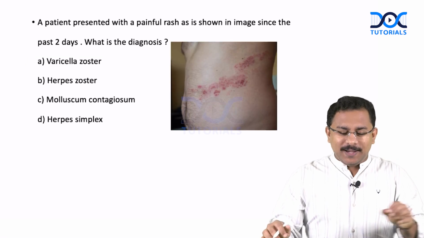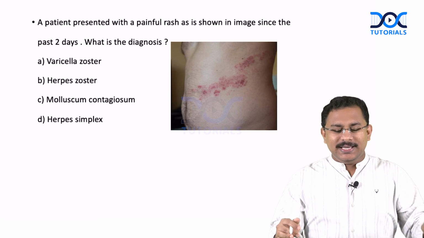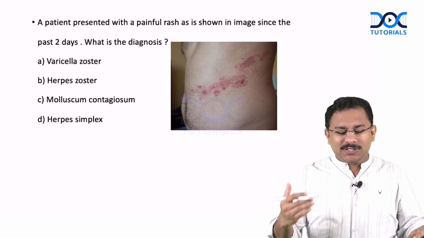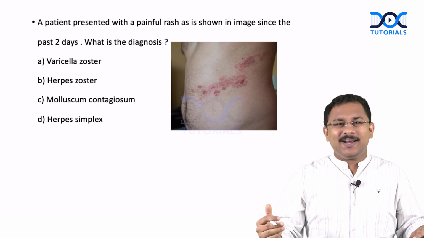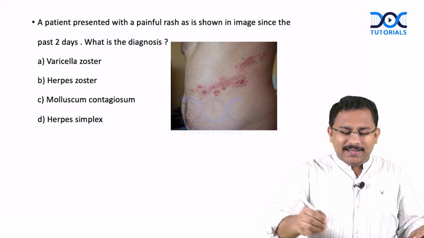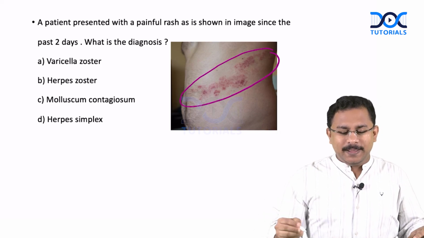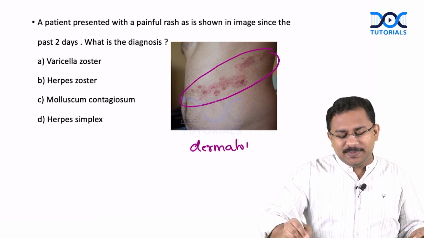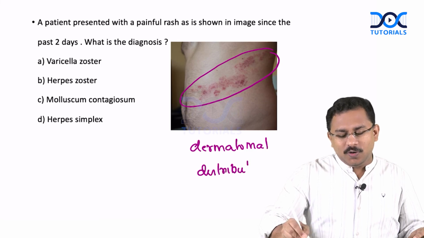Next question, a patient presented with a painful rash as shown in the image since the past 2 days. What is the diagnosis? Is it varicella zoster, herpes zoster, molluscum contagiosum, or herpes simplex? See, the distribution of rash in this picture is very characteristic, and the rash is definitely in a dermatomal distribution. That is the catch point here.